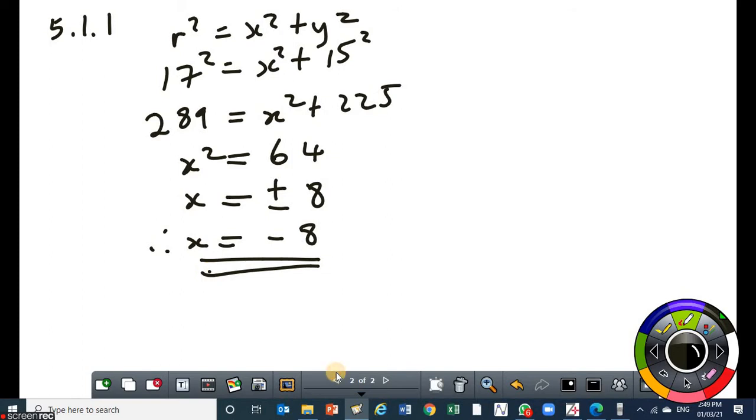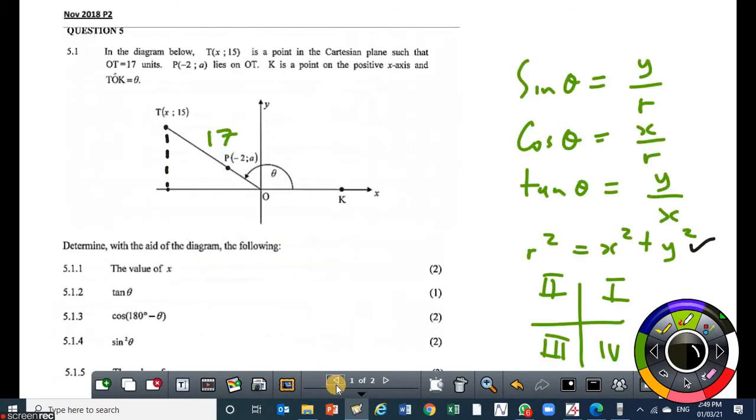Any questions so far? Right, so let's move on to the next one. The next question says tan theta. Now, this should be a piece of cake because you have got tan theta equal to y over x. And we know that our y is 15, our x, we just got it, it's negative 8, yes?